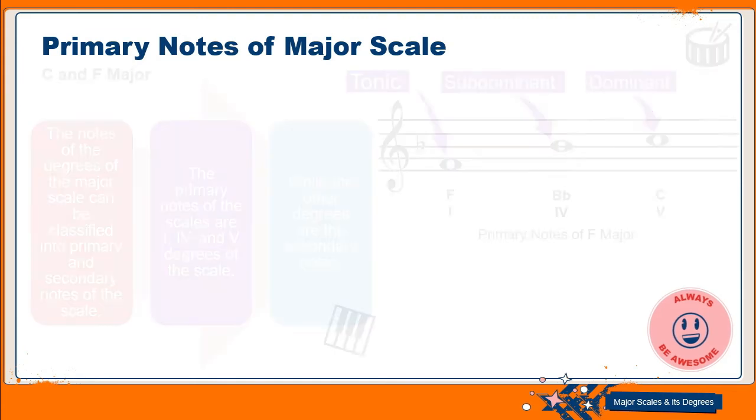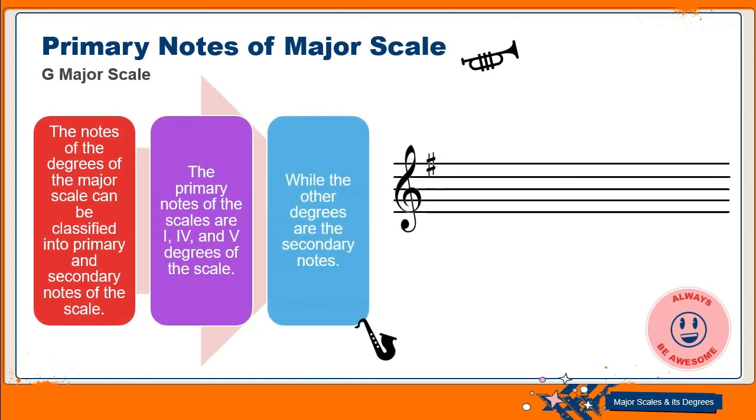Now for the G major scale, this is the scale that has only one sharp, and the sharp accidental is placed on line F. So then the tonic will be on G, which is the first. The subdominant will be on C, which is the fourth, and the dominant will be on D, which is the fifth. These again are the primary chords or the primary notes of G major.